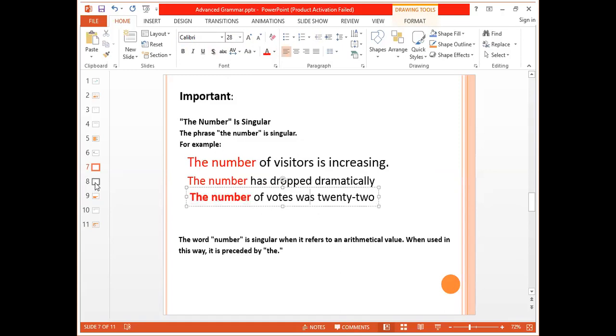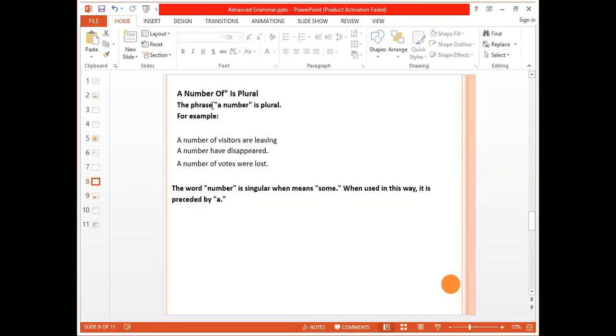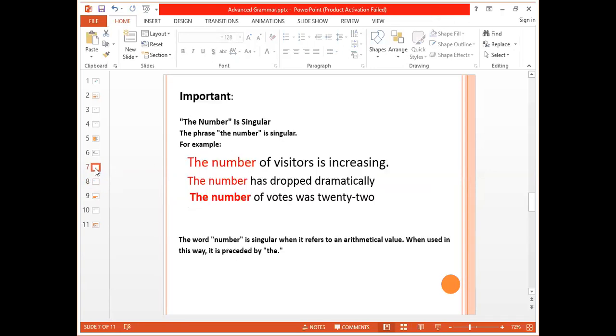Is it clear to all of you? Excuse me, sir. In case we have a preposition between the number and the other subject, for example, in the number of visitors, between visitors and number there is of. This is a preposition. So if the preposition is not there, can we use the singular or plural form? Can you see the second example? What you're asking has already been answered. The number has. Do we have a preposition here? There is no preposition, so we use the singular word.